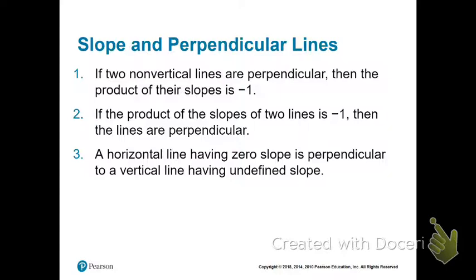All right, then we talk about perpendicular lines. Remember, perpendicular lines are lines that cross at a 90-degree angle. If two non-vertical lines are perpendicular, then the product of their slopes is -1. If the product of their slopes is -1, then the two lines are perpendicular. A horizontal line having a slope of 0 is perpendicular to a vertical line having undefined slope. A horizontal line is perpendicular to a vertical line because they cross at a 90-degree angle, but they said the product of their slopes is -1.